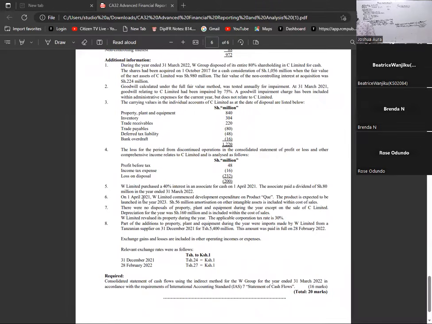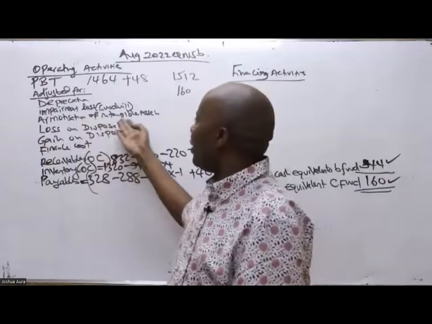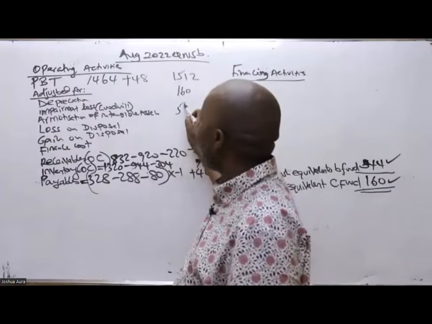The other area where you'll be able to get a lot, let me show you something here. Yes, look at note number 6. On 1st April 2021, W Limited commenced development expenditure on product Q. The product is expected to be launched in the year 2023. Shillings 56 million amortization on other intangible assets is included. So this 56 million amortization should not be charged. Remember, these are non-cash items, and yet we are doing a cash flow statement. So you have amortization of intangible assets. You come and put 56.